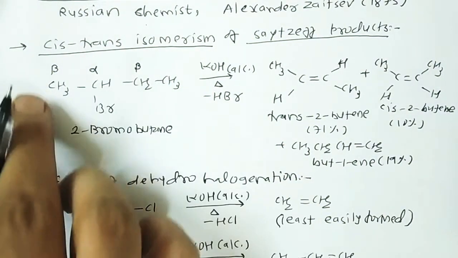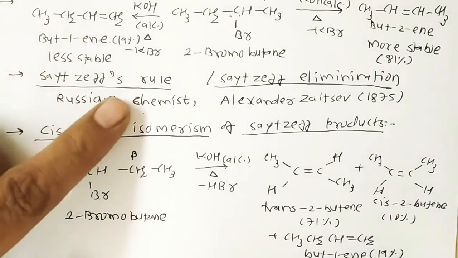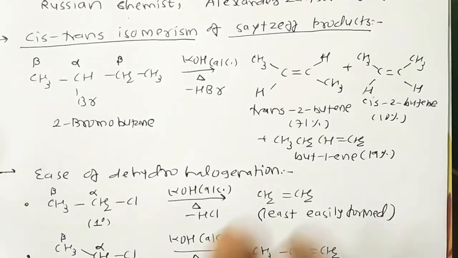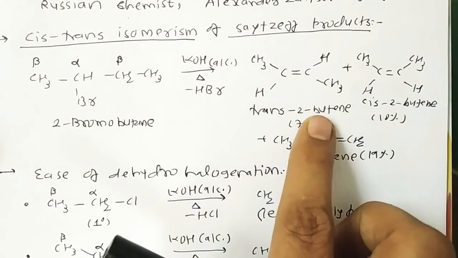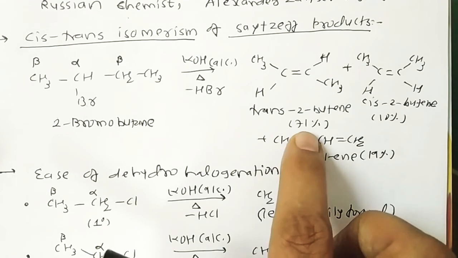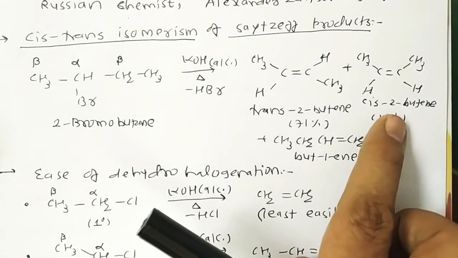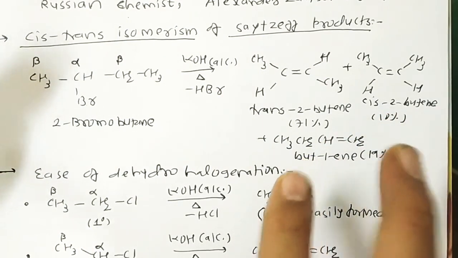So one minor product is 1-butene, 19%, that we have already observed in our prior portion. This is 19% product. Same way, in this case there is 81% product, but out of this 81, trans 2-butene has a 71% contribution, and cis 2-butene has a 19% contribution. So this is about the cis trans isomerism.